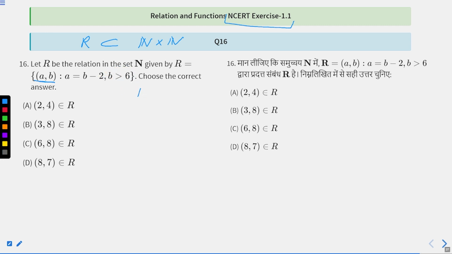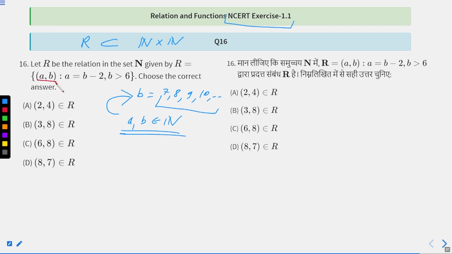Okay, so what values can I take of B? B can be 7, 8, 9, 10, because it is from the natural number set and must be strictly greater than 6. So this means 7, 8, 9, 10 and so on. And we already know that A and B belong to the set of all natural numbers. And this is the extra condition we are given. Now I can write pairs.